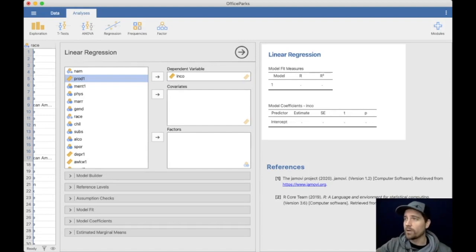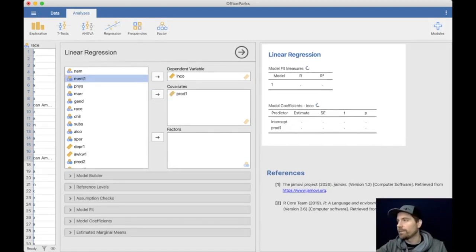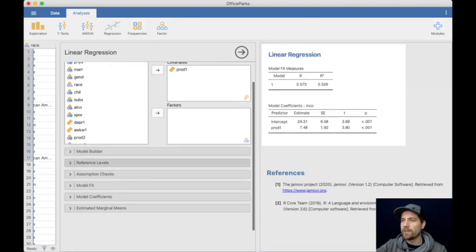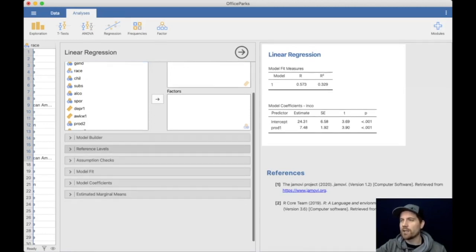And to start, we're only going to bring over productivity at time 1. This is going to give us what's called a simple regression. It's simple because it just has one predictor. We're going to skip over model builder. We don't need to do anything in there. We don't need anything in reference levels.